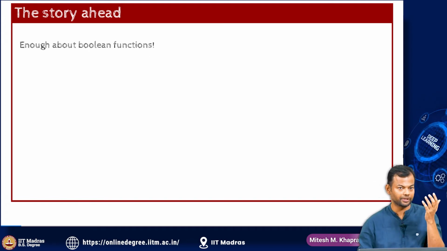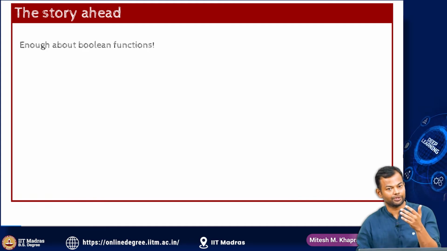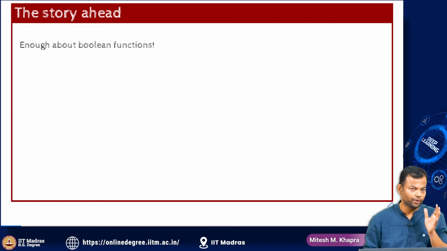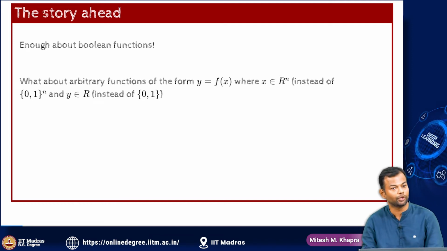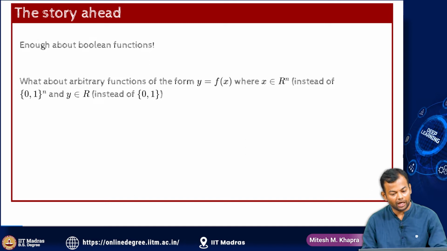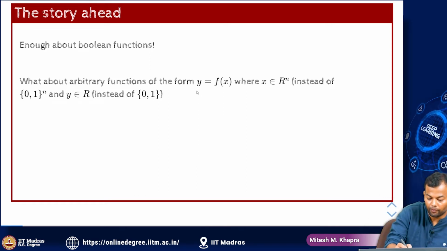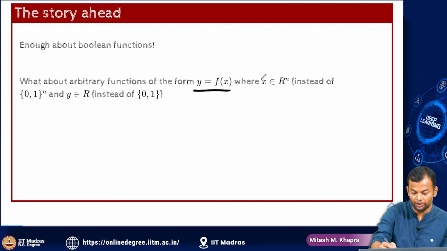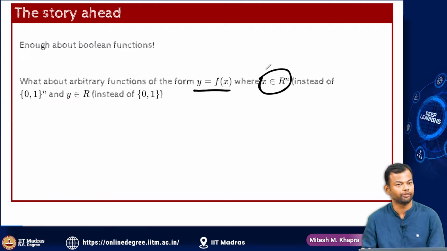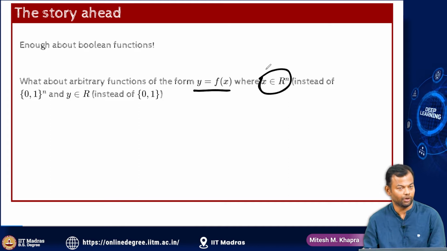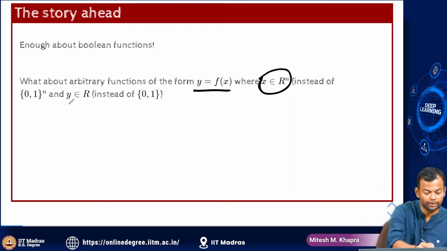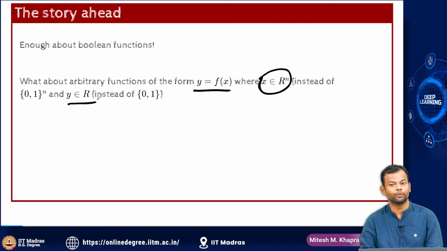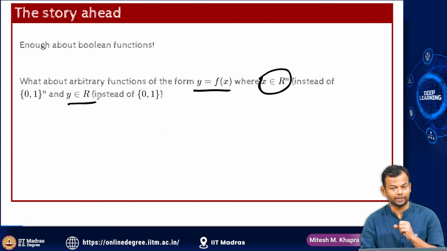Of course, when we were looking at perceptrons, we said that real inputs are allowed. But for most of the discussion, we were focusing only on Boolean inputs. So I want to move away from there. And where do I want to move? We want to look at arbitrary functions of the form y is equal to f of x, where x belongs to R^n instead of {0, 1}, and y also belongs to R. So what that means is that both x and y contain real numbers.